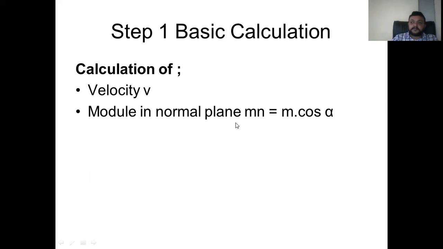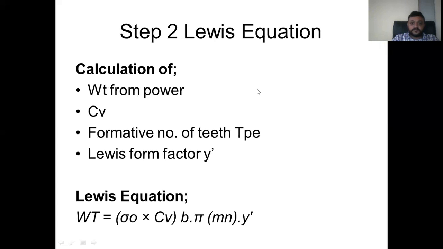Step 1, as we have discussed in the spur gear, again you have to do this primary calculation like velocity. Module in the standard plane is given, but you have to calculate module in the normal plane by multiplying m with cos alpha, and velocity for selecting the CV, and so on. Other parameters like L is given, then dp, then you have to find out dg, dp, whatever you need, but here it is not so much needed.